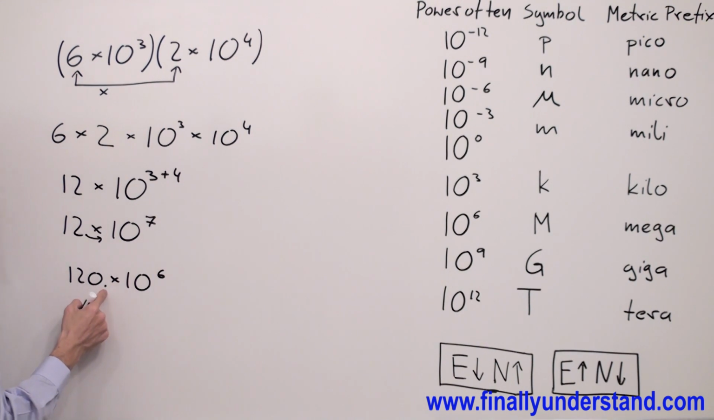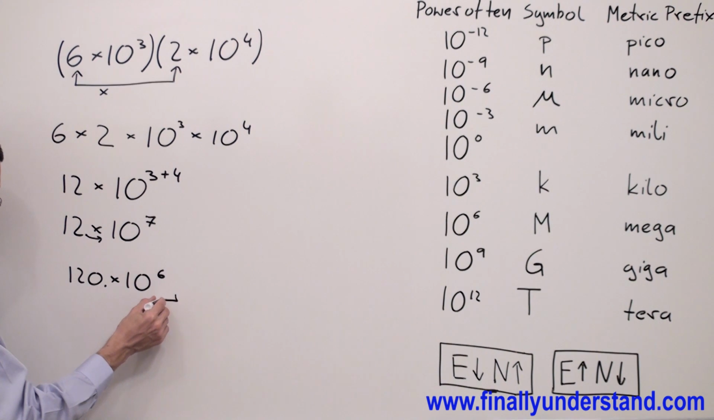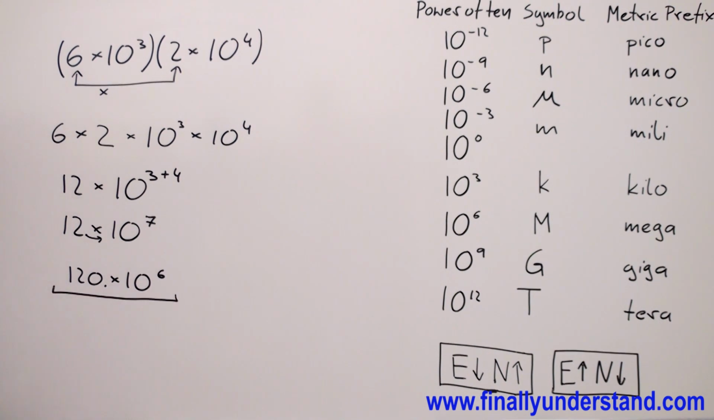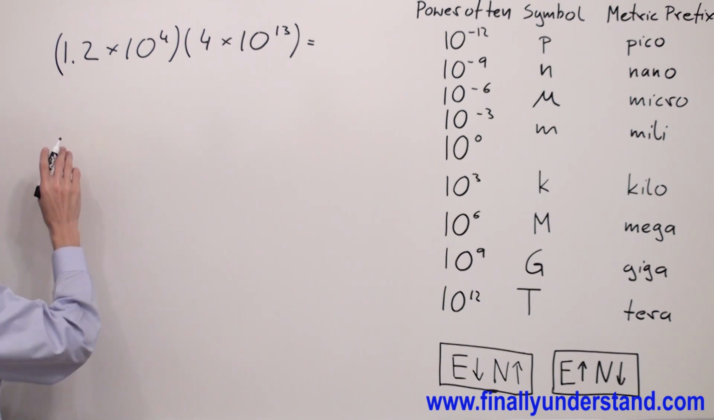The number on the left side of the decimal point is between 1 and 999. And my exponent of the power of 10 is a multiple of 3. That's why this is the correct answer to my problem. Let's take a look at the second example. We're supposed to again perform the multiplication.